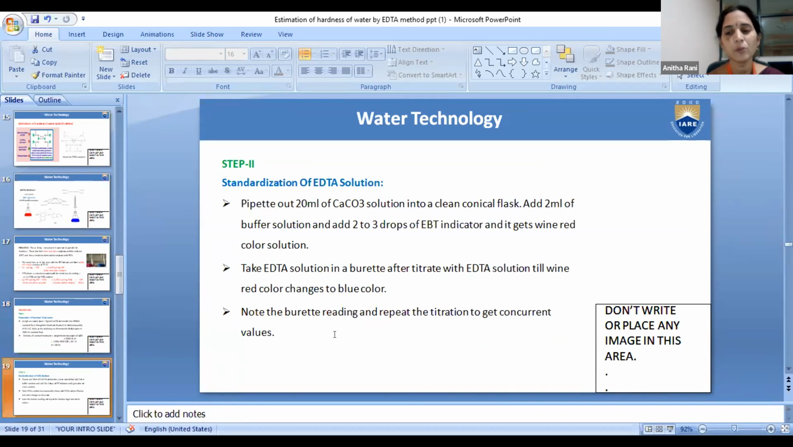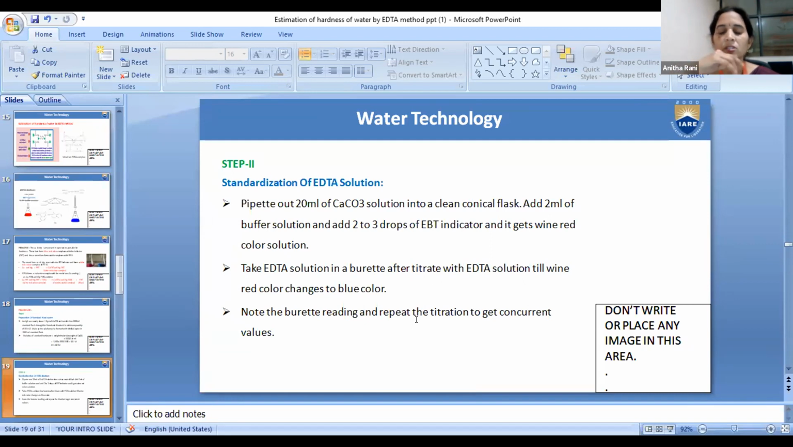Now, when you get blue color, immediately stop the titration. Note down the burette reading. For example, you got 20 ml in the burette reading. When you got blue color, stop the titration. Note down the burette reading in your notebook. So you have to do this second step.